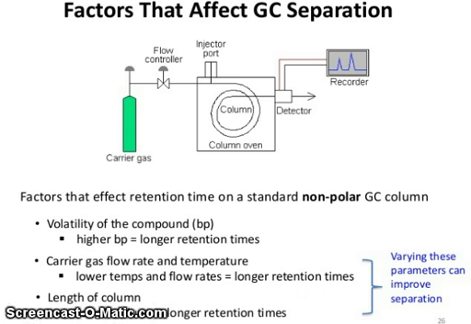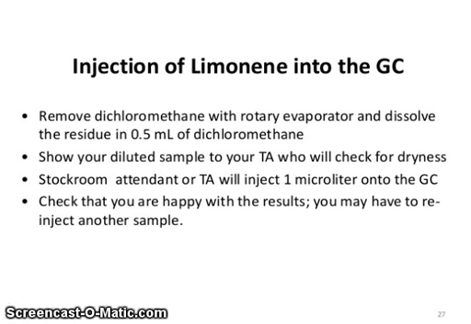Now, factors that affect the GC separations. Factors that affect retention time on a standard non-polar GC column. Volatility of the compound, boiling point: higher BP, longer retention time. I repeat, higher BP, longer retention time. Carrier gas flow rate and temperature: lower temperature and flow rate, longer retention time. Varying these parameters can improve separation. Length of column: longer column, longer retention time.